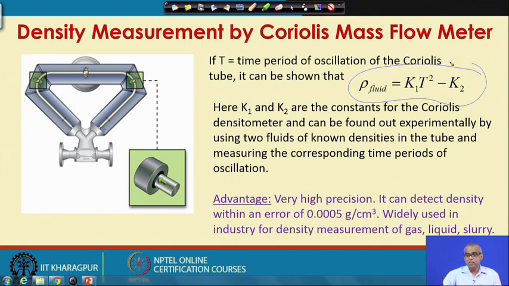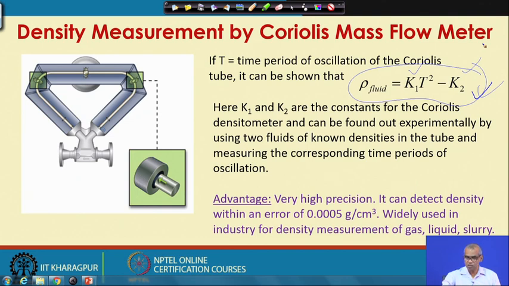Now, the constants K1 and K2 can be found out experimentally by using two fluids of known densities in the tube and measuring the corresponding time periods of oscillations. So, you take two liquids of known densities and perform the experiment using Coriolis mass flow meter. Find out the time period of oscillation for liquid 1, find out the time period of oscillation for liquid 2. Put in these equations, you will have two equations, two unknowns, you can find out K1 and K2.